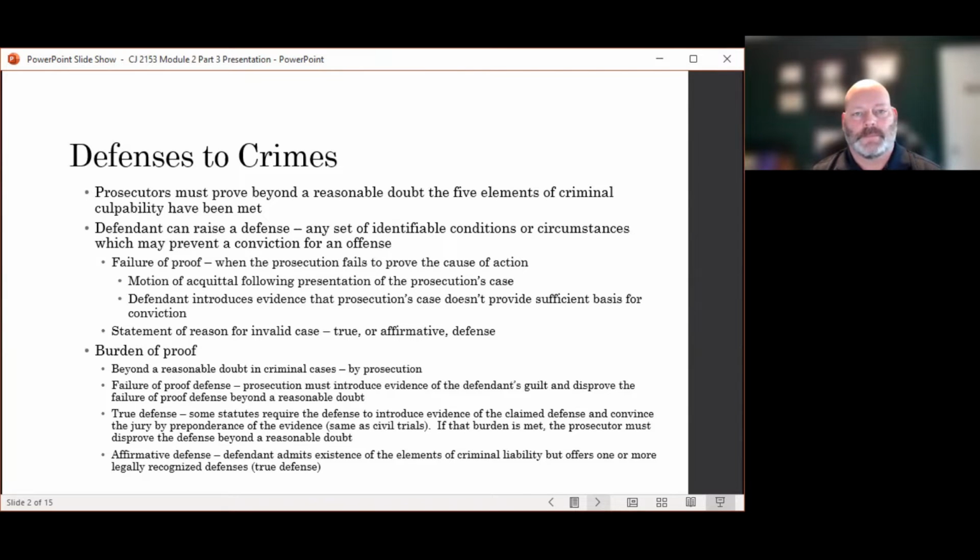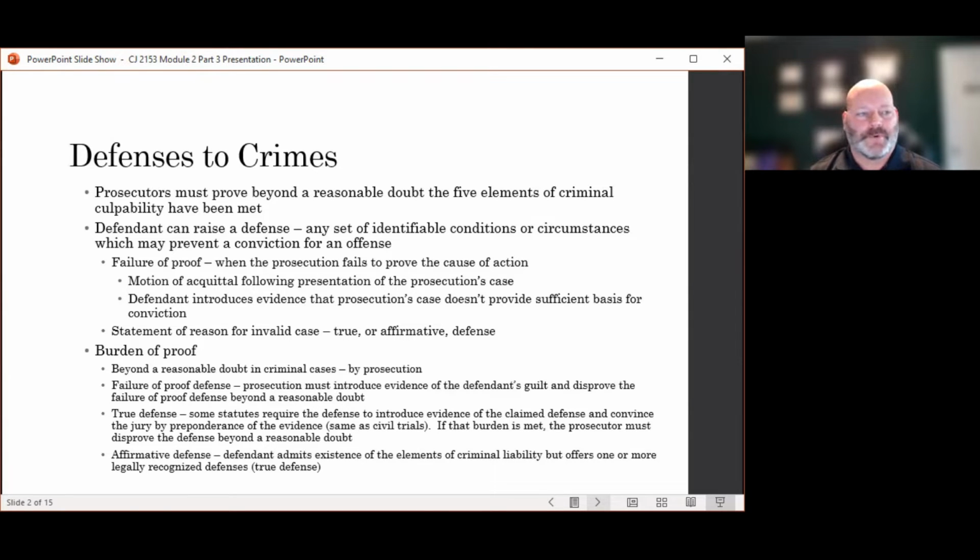This is when a motion of acquittal following presentation of the prosecution's case occurs. The defendant introduces evidence that the prosecution's case doesn't provide sufficient basis for conviction. There's a statement of reason for invalid cases, whether it be true or affirmative in that type of defense.